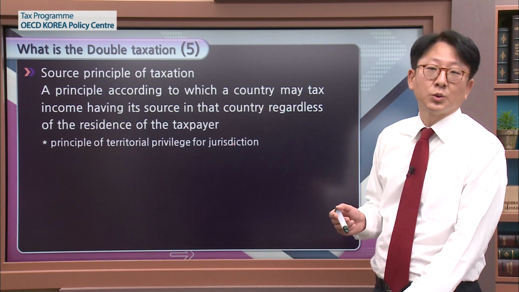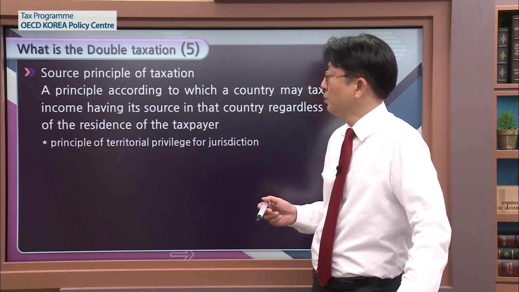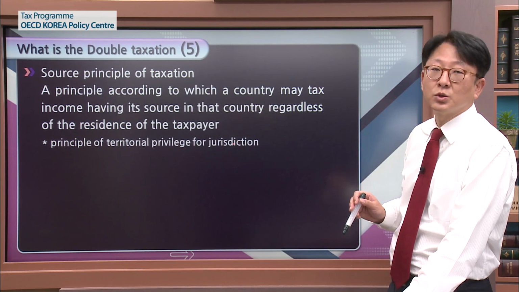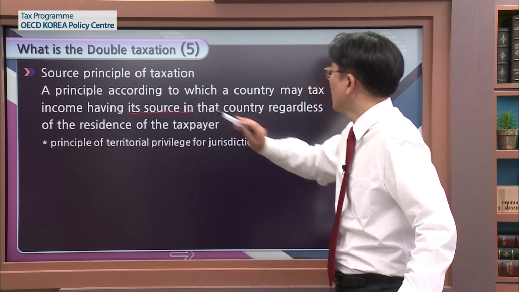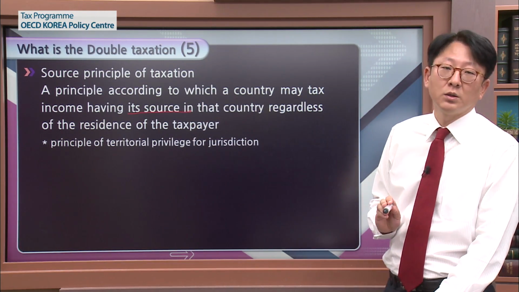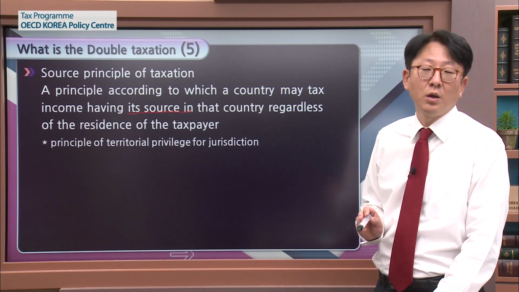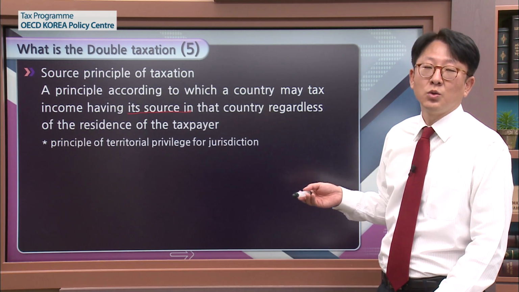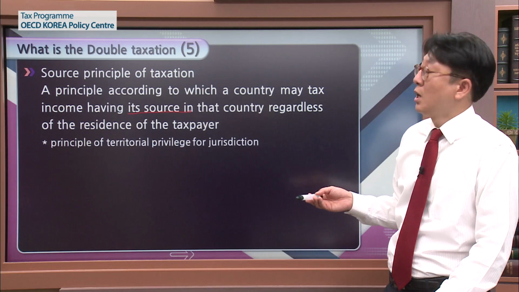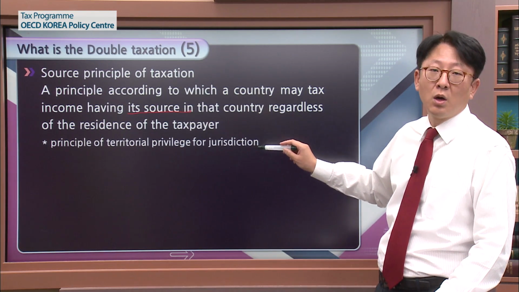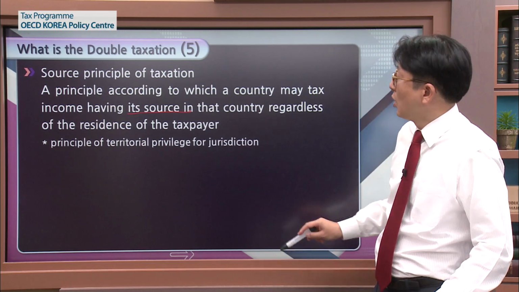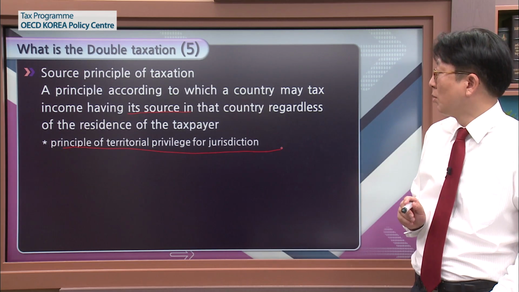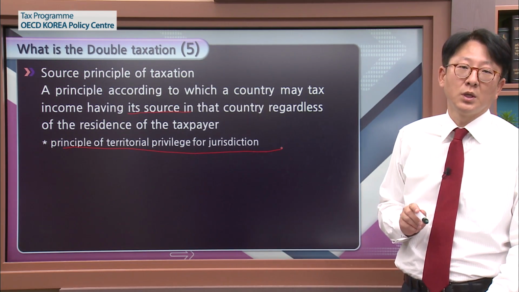The second principle is the source principle of taxation, which means a principle according to which a country may tax income having its source in that country regardless of the residence of the taxpayer. Whether you are a resident of country S or not, you have to pay some tax accrued in the territory of source country S. This is pretty much like the principle of territorial privilege for a jurisdiction.